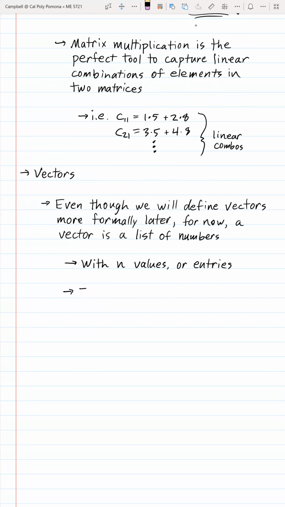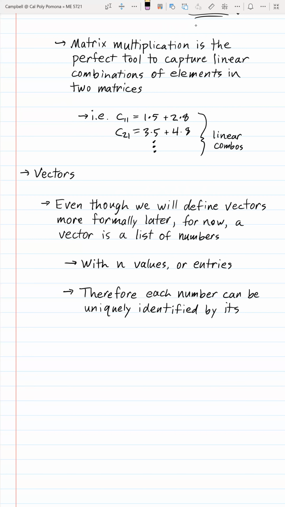And so that means that when we have a vector, in order to uniquely identify which number we're discussing or which number we are interested in, we can say that each number can be uniquely identified by its location i in the list.